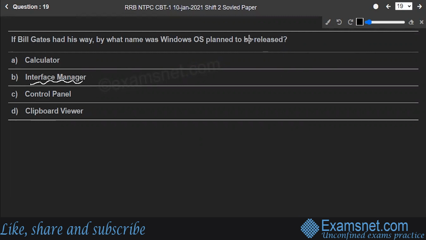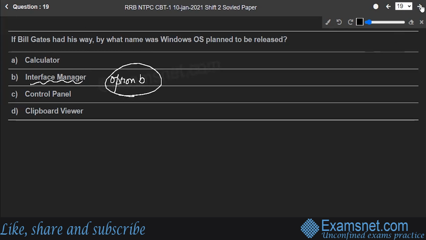See, interface manager was the name planned for release. The role of the interface manager varies depending on the size of the project, the number of engineering resources involved, and other roles in the project. A technical interface manager may be responsible for ensuring the interface management process functions effectively within the project area. So the correct answer is interface manager, which is option B.